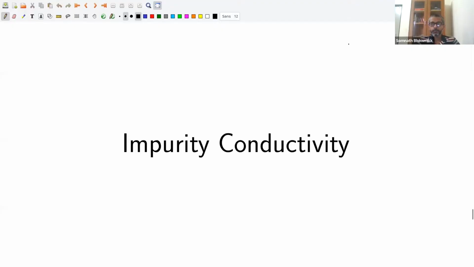Hello friends, so far I have discussed pure or intrinsic semiconductors. Certain impurities can significantly improve the electrical properties of semiconductors. For example, one boron atom added to 10^5 silicon atoms can increase the conductivity of pure silicon by a factor of 10^3 at room temperature. Deliberate addition of impurities to a semiconductor is called doping.